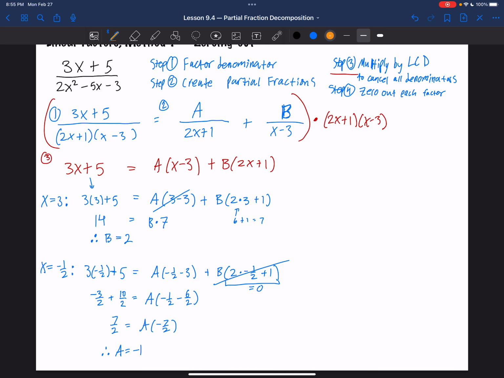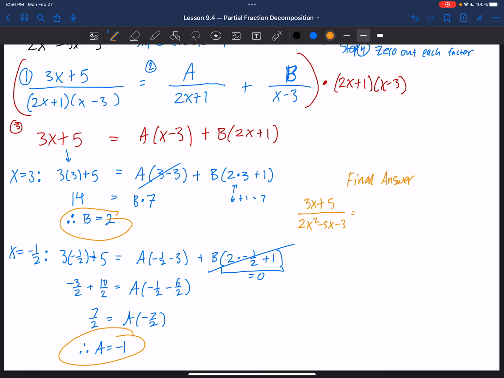And so now that you found b is 2 and a is negative 1, plug those back into your decomposition. So I'll say the final answer. 3x plus 5 over 2x squared minus 5x minus 3 decomposes into a over 2x plus 1, that's negative 1 over 2x plus 1.